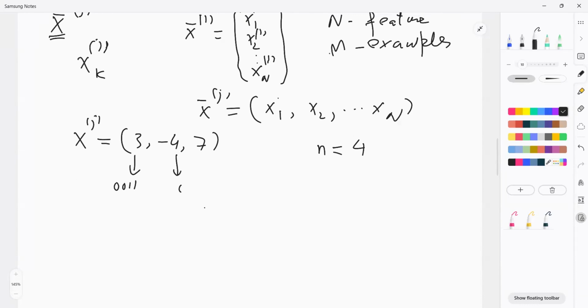This 4 would be 0, 1, 0, 0. And for this sign, so this is positive, I can put 0. And for minus sign, I can put 1. And then for 7, I can use 0, 0, 1, 1, 1. So I prepare this binary equivalent of this data.